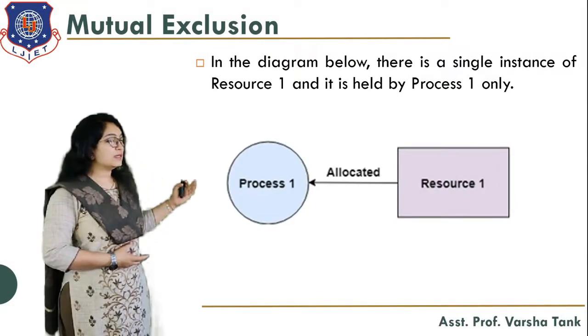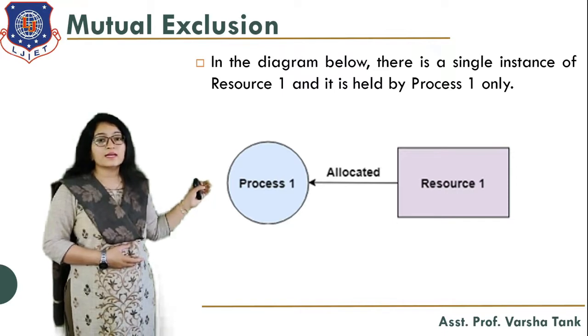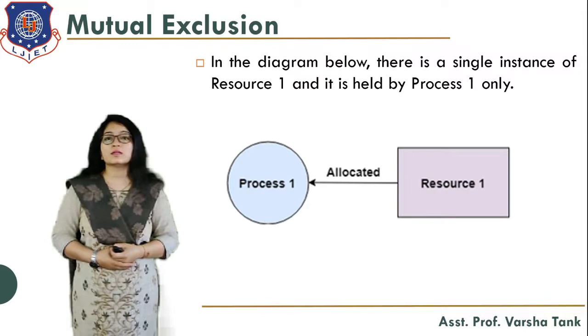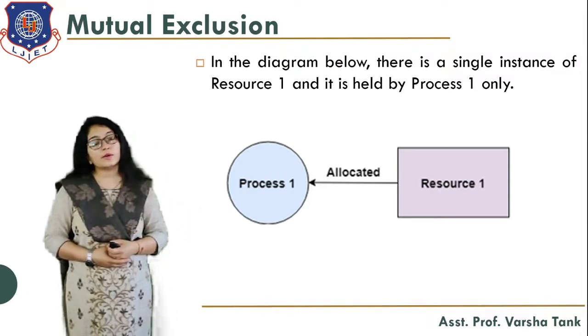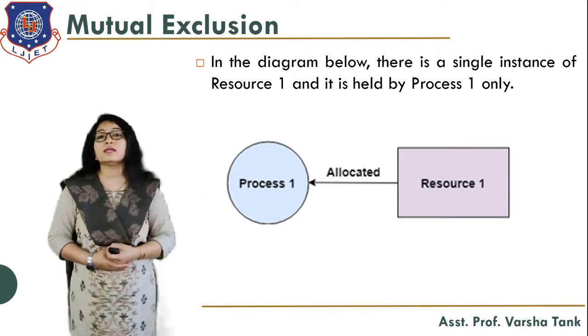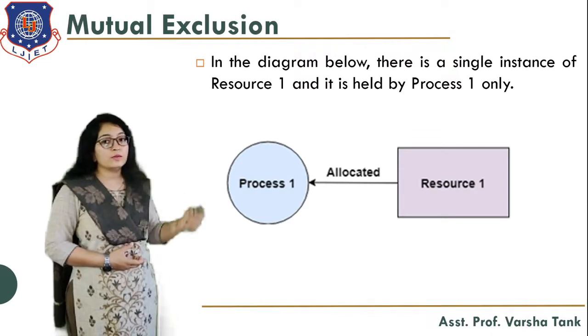Here you can see in this diagram, process 1 has been assigned resource 1. So here a single instance of resource 1 is held by process 1 only. No other process can acquire the resource while process 1 is executing. So here you can see resource 1 is assigned to process 1.